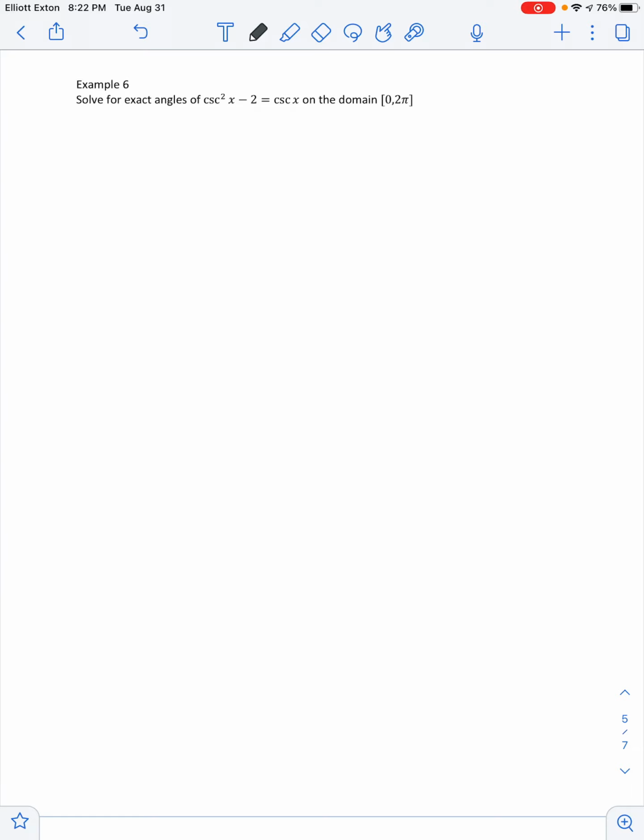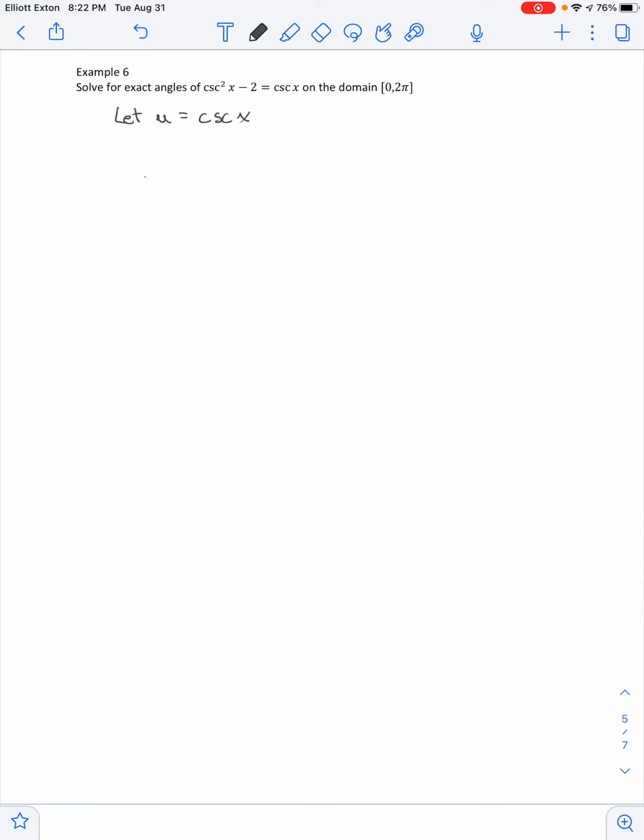So in order to do that, the trick we're going to use is to make a substitution here to make this into something that looks more familiar for us to factor. So I'm going to say let u equal cosecant x, and then I'm going to substitute that in. So cosecant squared x becomes u squared minus 2 equals cosecant x is u, and I can rearrange this into a form that I can factor by bringing the u term over. So I get u squared subtract u minus 2 equals 0.